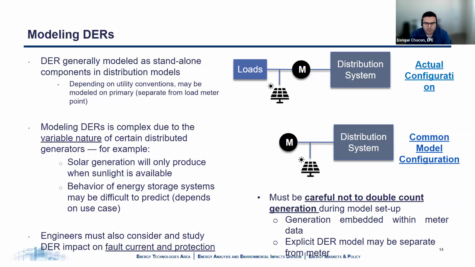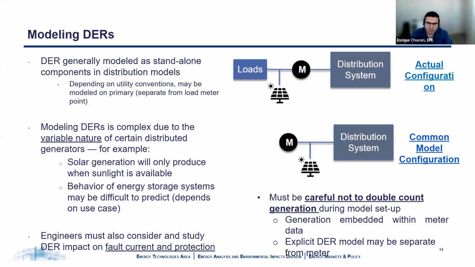So during a subtransient or a fault condition, these DERs will inject fault current into the system and will have an effect on upstream protection devices and overall system characteristics as they relate to fault current. So that's something that we can't necessarily ignore. We have to think about the power flow impact, but we also have to think about the fault current impact as well.